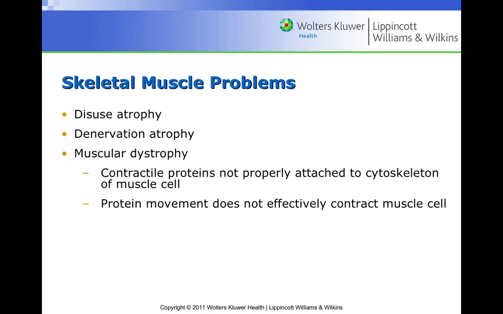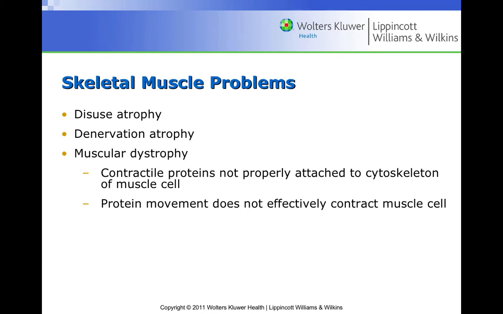Skeletal muscle problems are usually related to disuse or denervation. And basically what happens to the muscles is they atrophy because they're not being used. In some disease processes such as MS or muscular dystrophy, the proteins that are actually in the muscles that help the muscles collapse and contract are not properly attached to the cytoskeleton, and that means there's no voluntary control, or the voluntary control does not happen the way that it's supposed to.